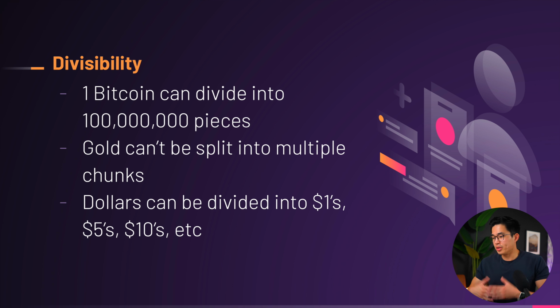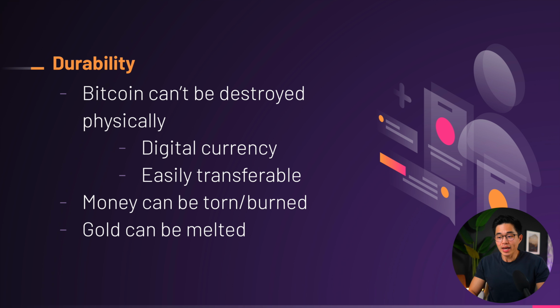Gold, on the other hand, cannot be split into multiple pieces for exchanging easily. And for Bitcoin, you can split it into 100 million separate pieces so it can be exchanged for other values, just like most fiat currencies. Now, for durability, money has to be able to withstand everyday accidents and mishaps.